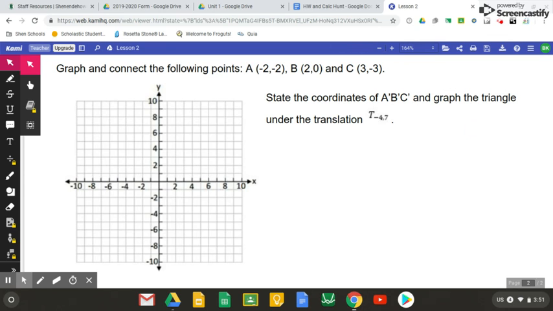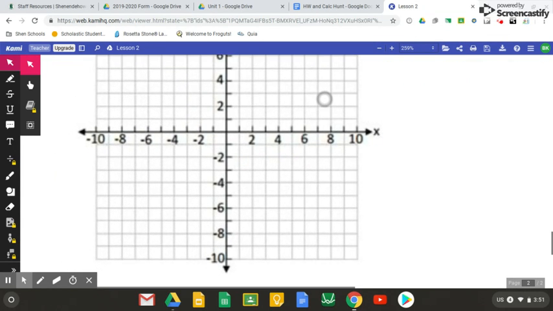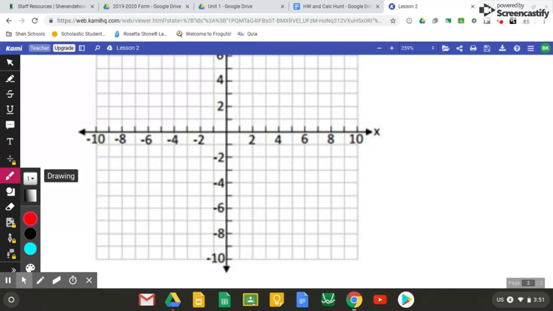All right, so you've got to do that one. Here we go, example 3. First thing, got to graph this triangle. So we got -2, -2. So here's A. B is 2, 0. So here's B. And C is 3, -3. There's my triangle.